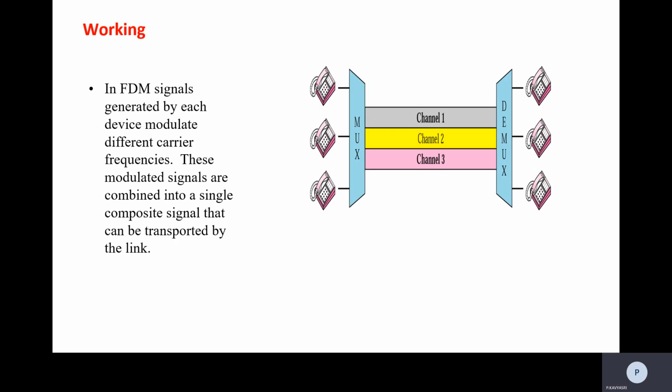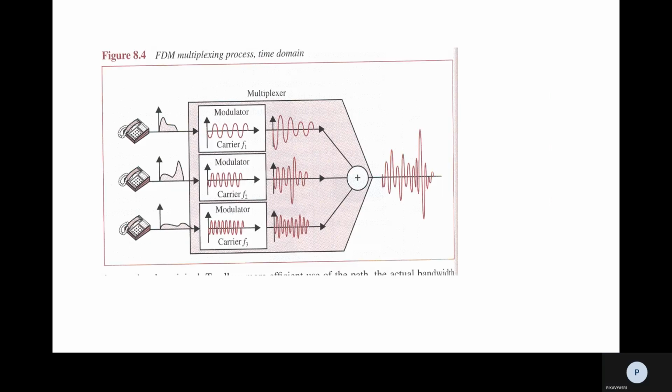Next, as I said, the principle in FDM is that signals generated by each device modulate different carrier frequencies, and these modulated signals are combined into a single composite signal that can be transported by the link. In this picture, you can clearly observe we have a multiplexer and a demultiplexer. In between, we have 3 channels to transmit that data. So this is the transmitter side of an FDM.